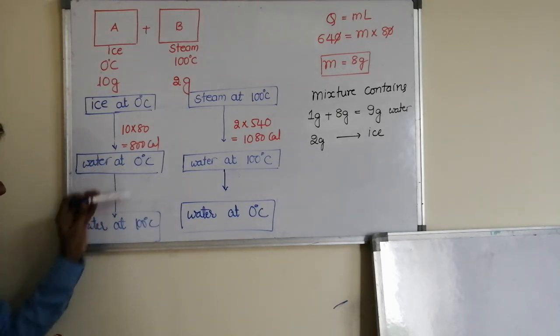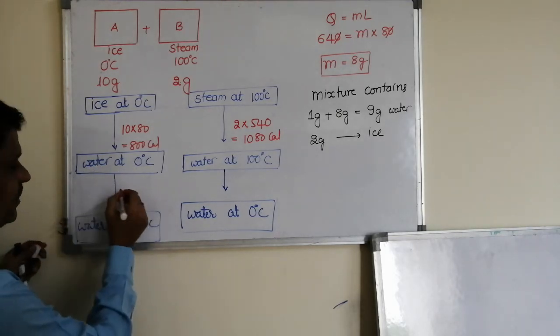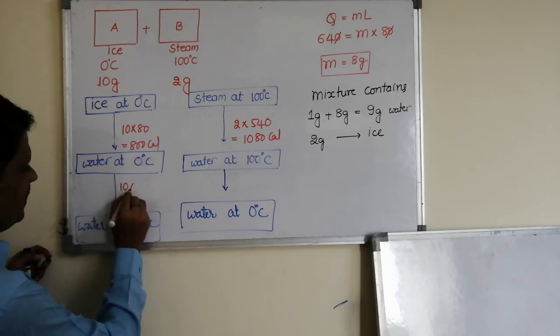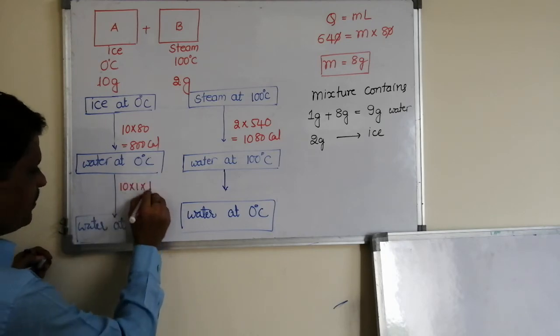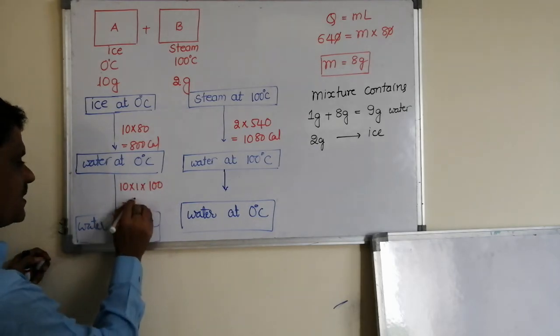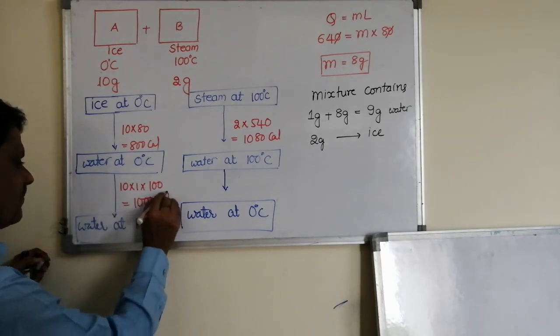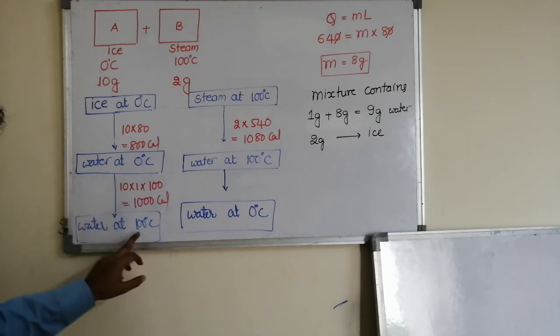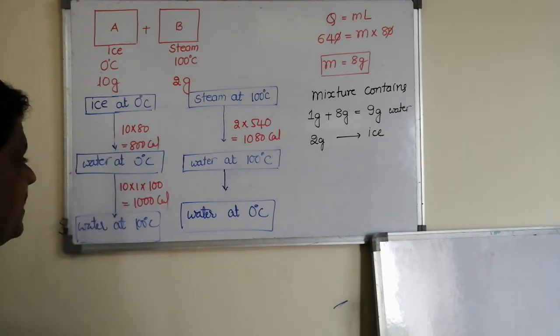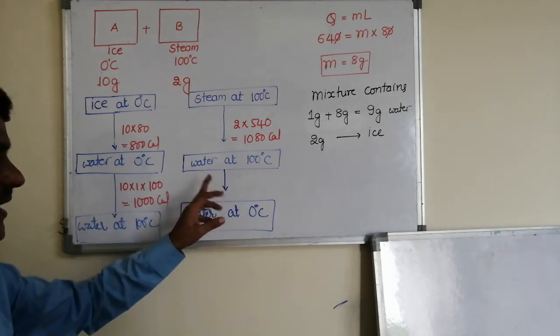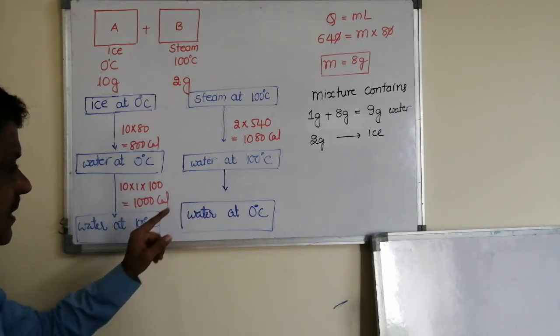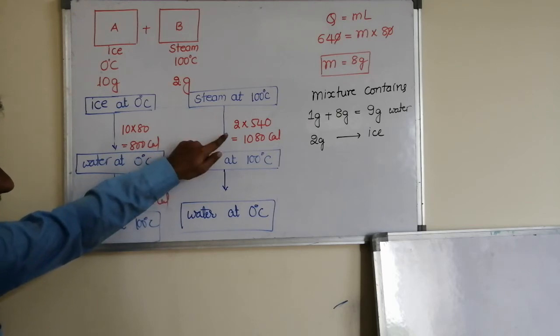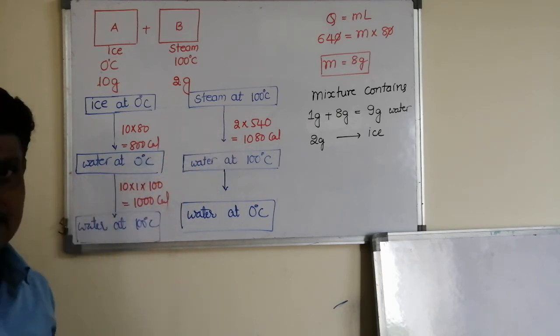Here it is a change of temperature. So m s into delta T. M is 10, S is 1. Change in the temperature is 100. So it is 1000. Okay. Means to bring the water at 0 degrees Celsius to water at 100 degrees Celsius, we need 1800 calorie. It means it's clear that 1080 is not enough.